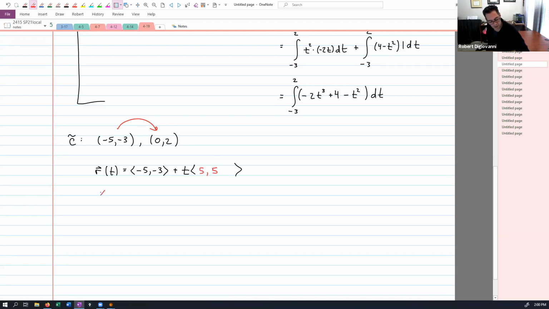Putting those together, I'm going to save us some time. This should be x equals -5 plus 5t, and then y should be -3 plus 5t. I realize I'm moving fast. Getting derivatives because I'm going to need them.